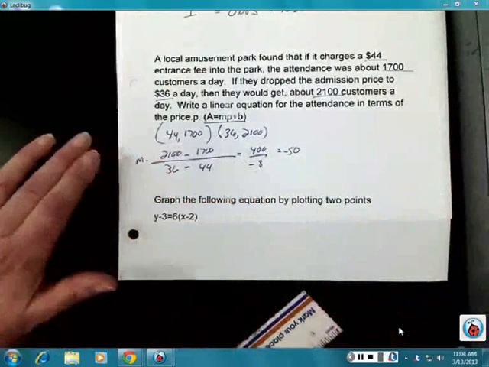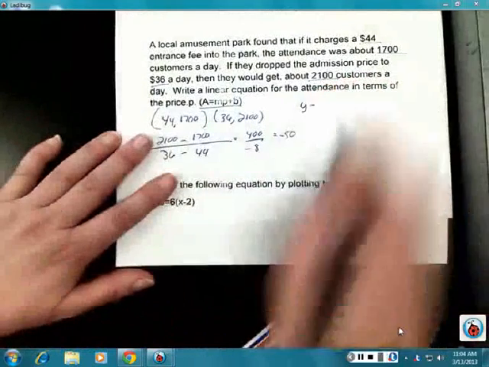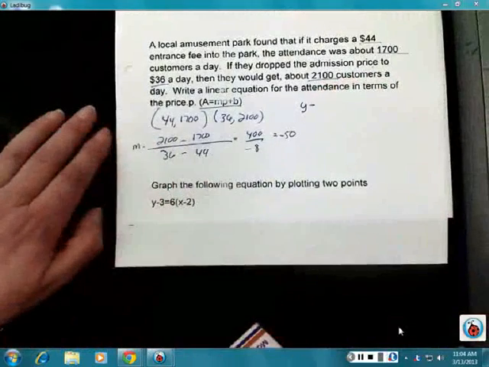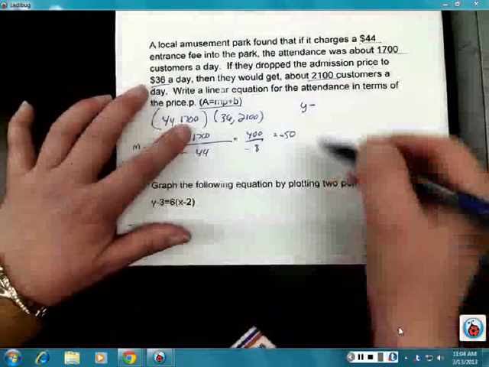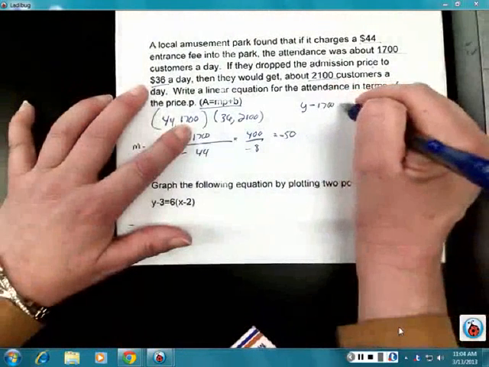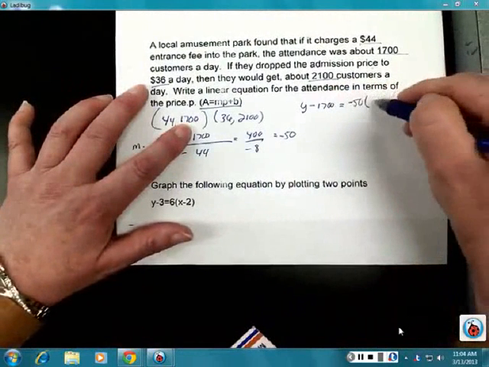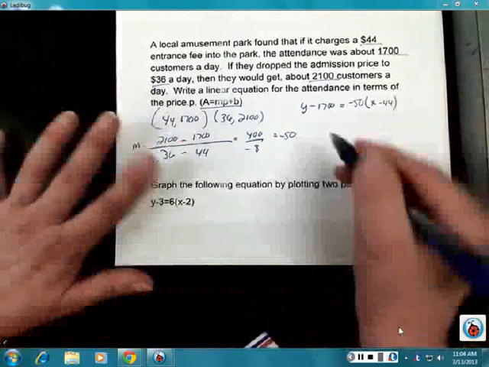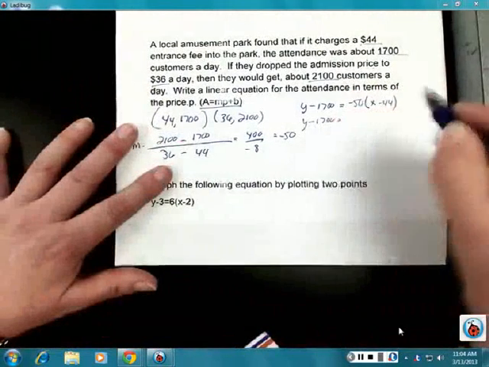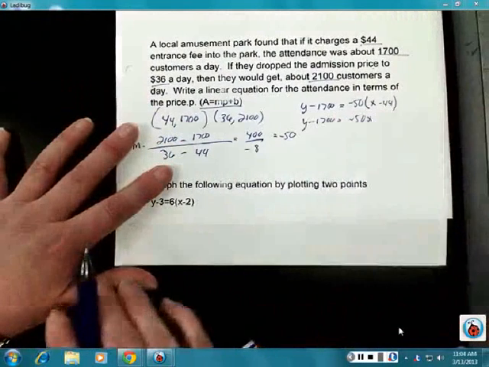So then if I'm going to find my equation, it's going to be y minus one of these points. Which one do you want to work with? Does it make a difference? Nah, it doesn't make any difference. We might as well use the first one. y minus 1,700 equals negative 50 times x minus 44. So y minus 1,700 is equal to negative 50x times a negative 44.